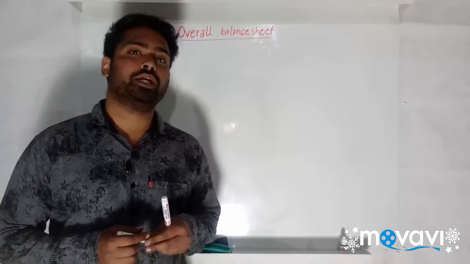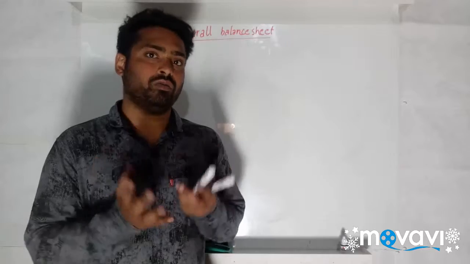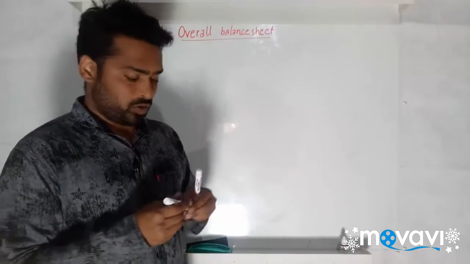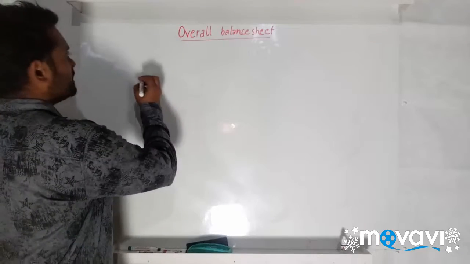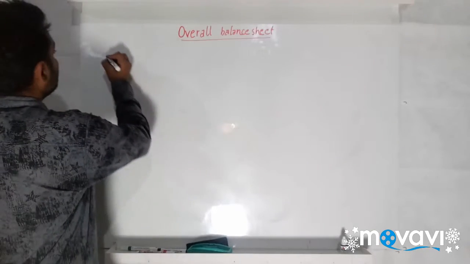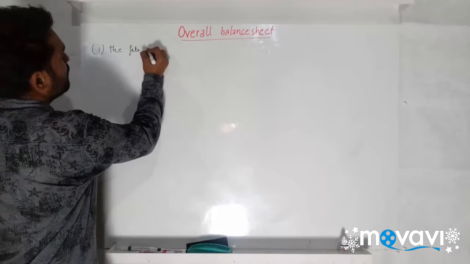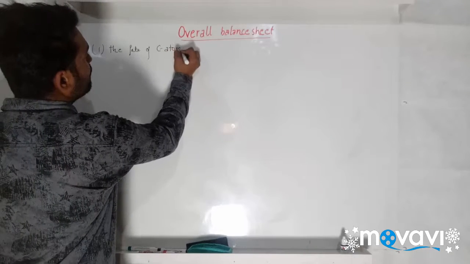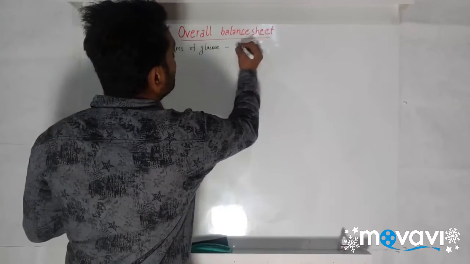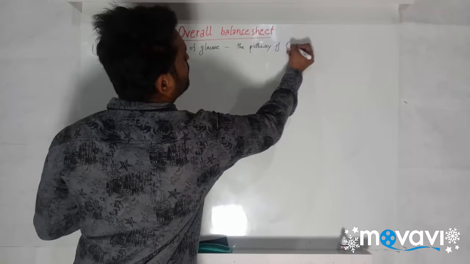So now when we have finished with the glycolytic reactions, what are we going to do? We want to see what we got, what is the result of glycolysis. To account for that, we can make a balance sheet for the glycolytic process, the overall balance sheet. For this we are going to account for three things. The first is the fate of carbon atoms of glucose. Of course, we started with glucose. This is the pathway of C atoms.